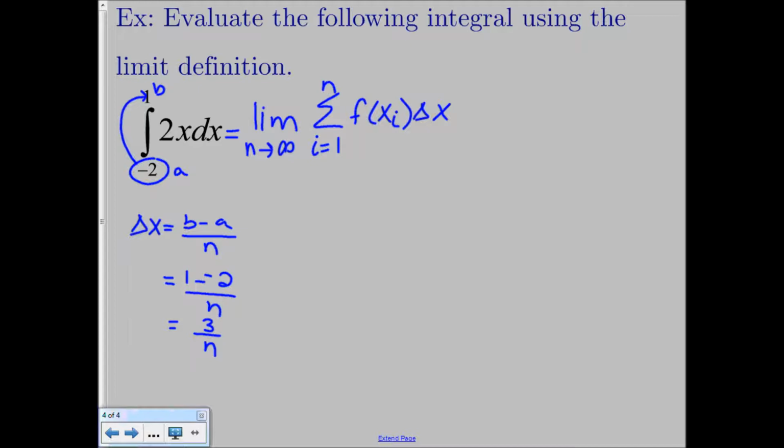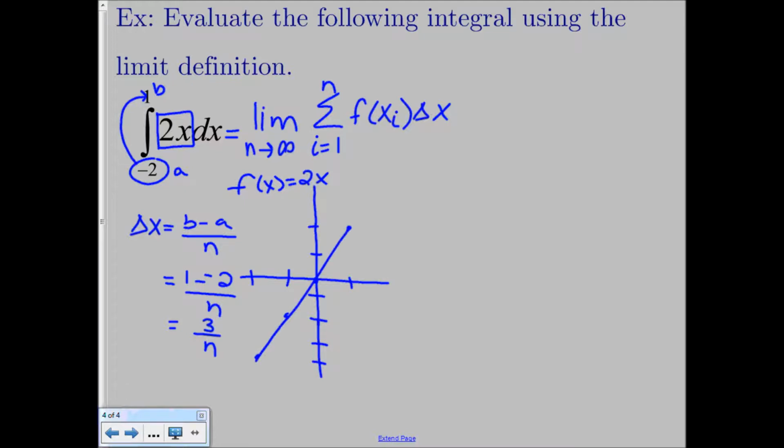Now we need to figure out how we want to plug in. One thing that might help us here is to draw a quick graph from negative 2 to 1 of the function f of x equals 2x. I know that f of x is 2x because f of x is always just the quantity directly before the dx. If we plug in 0, we get 0. If we plug in 1, we get 2. Negative 1, we get negative 2. And if we plug in negative 2, we get negative 4. So we're looking at the sum over this interval.